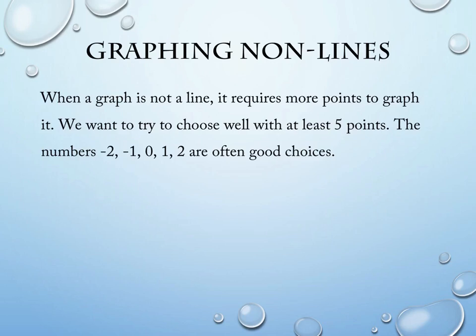That's what we're going to go with, at least 5. If you feel like 5 still doesn't give you a very good picture and you want to do more, that's fabulous. Oftentimes 5 is enough though. And it says the numbers -2, -1, 0, 1, and 2 are often good choices. This should say good choices for x, by the way.